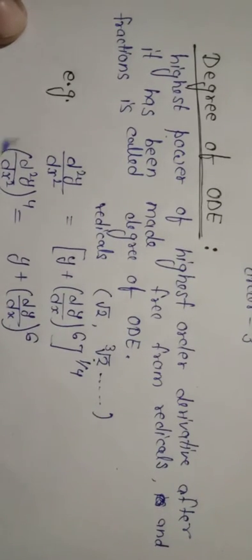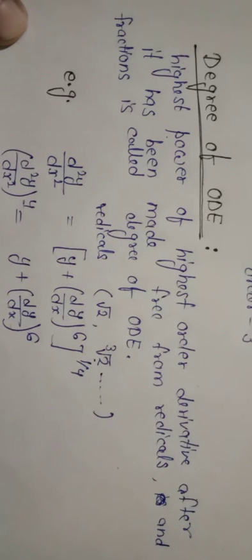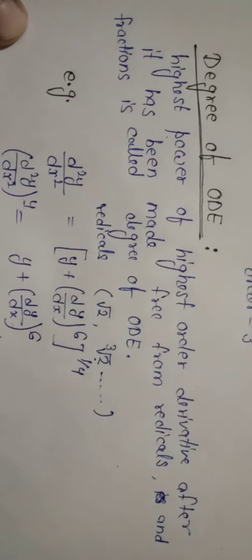So now you can see what is the highest order derivative for this differential equation. The highest order derivative is 2. So order is equal to 2 in this case. And now what is degree? We have to see the power of the highest order derivative. So here the power is 4. So degree for this differential equation is 4.